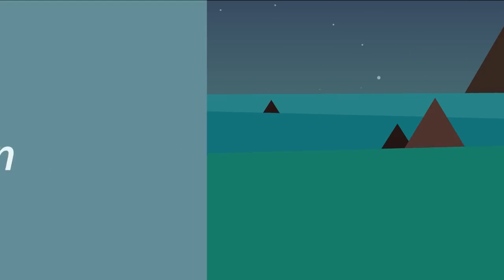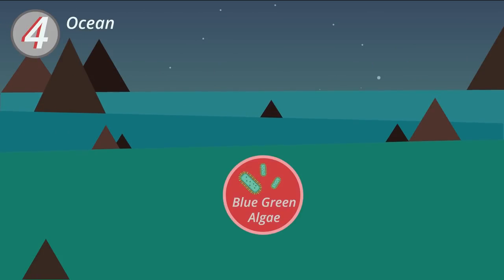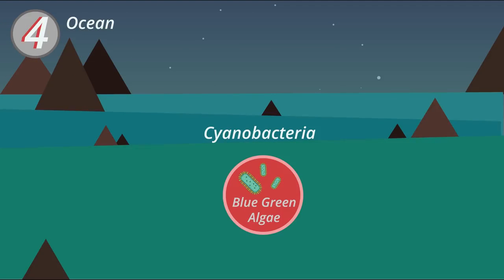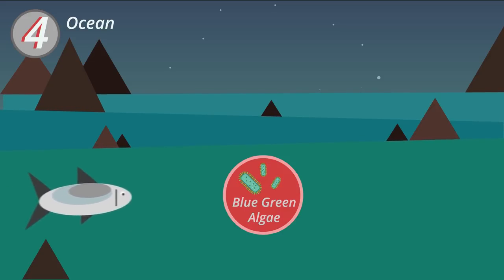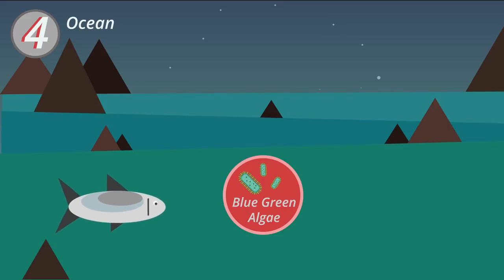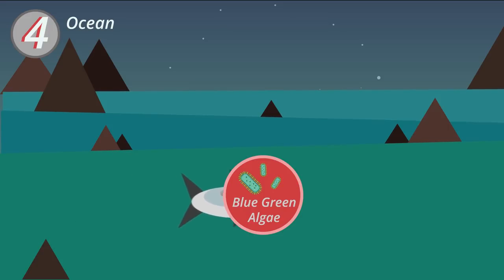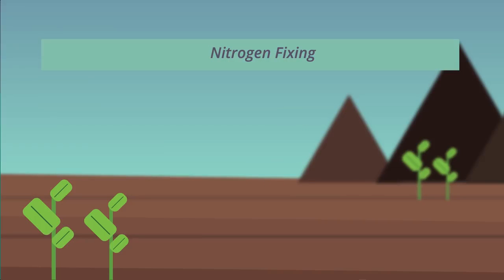And finally, in the oceans, many species of blue-green algae, also called cyanobacteria, can fix nitrogen. This then provides sources of nitrogen to aquatic animals. And the nitrogen goes around a similar cycle to what happens on land. These are the natural ways through which nitrogen fixing occurs.